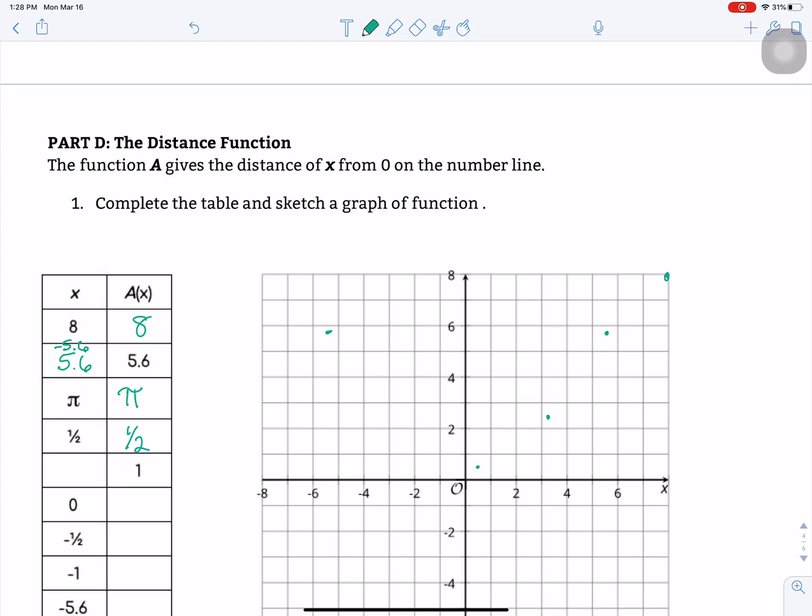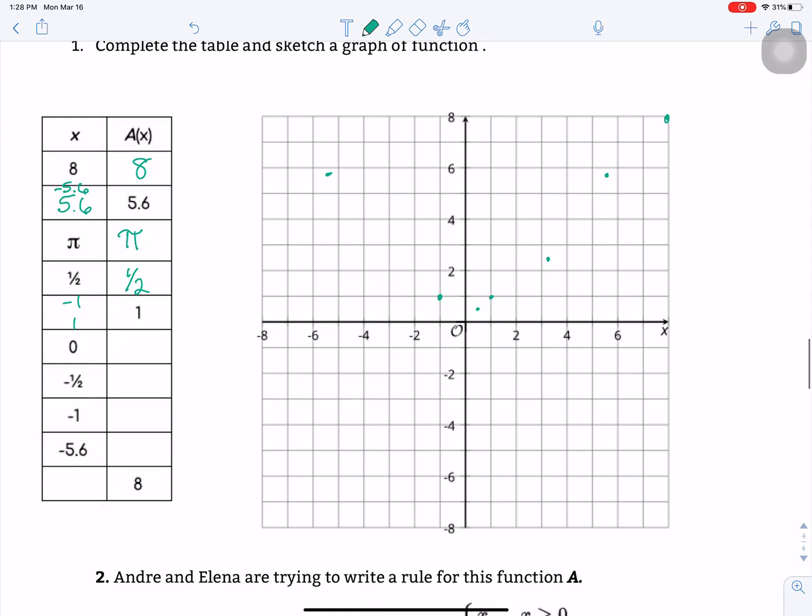But if I'm giving you 1, I have two numbers, both 1 and negative 1 are 1 away. I don't know exactly what number it was supposed to be. Looking at 0, that's still 0 away. It's right on that point. Negative 1/2 would be a 1/2. Negative 1, we already put that one up above, but we know that's 1. Negative 5.6 is 5.6. Again, our 8, we already have 8 on our graph, but it could have also been a negative 8. We just don't always know which one came from those.